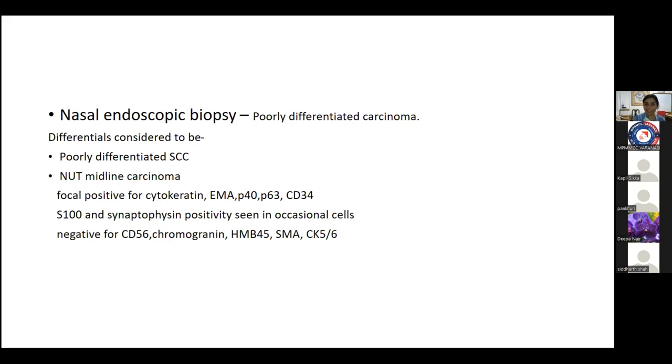So if it is poorly differentiated squamous cell carcinoma or NUT midline carcinoma, particularly if it is NUT midline carcinoma, I would like to counsel the patient regarding the prognosis and the aggressiveness of the disease. And is it better or worse than esthesioneuroblastoma? It is worse. In all the retrospective series, the maximum survival.